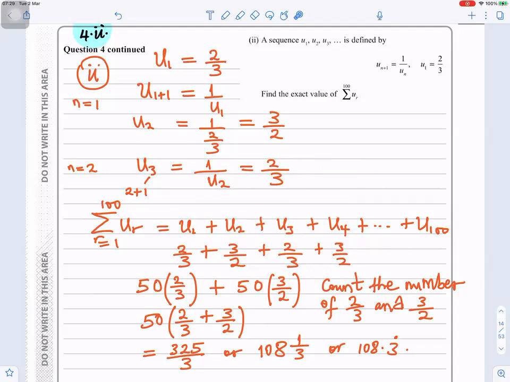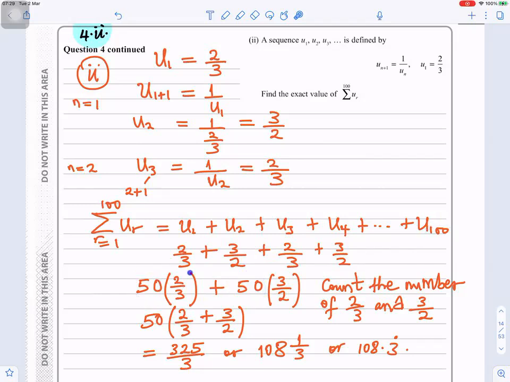The 100th term. What we can do is we can count them. We will see how many 2 over 3 there will be. There's 2 over 3, skip, another 2 over 3, skip, another 2 over 3, skip, another 2 over 3. So there'll be 50 of them out of 100. How many 3 over 2? 3 over 2, skip, 3 over 2, skip, 3 over 2. There'll be 50 of 3 over 2, because 50 plus 50 is 100.